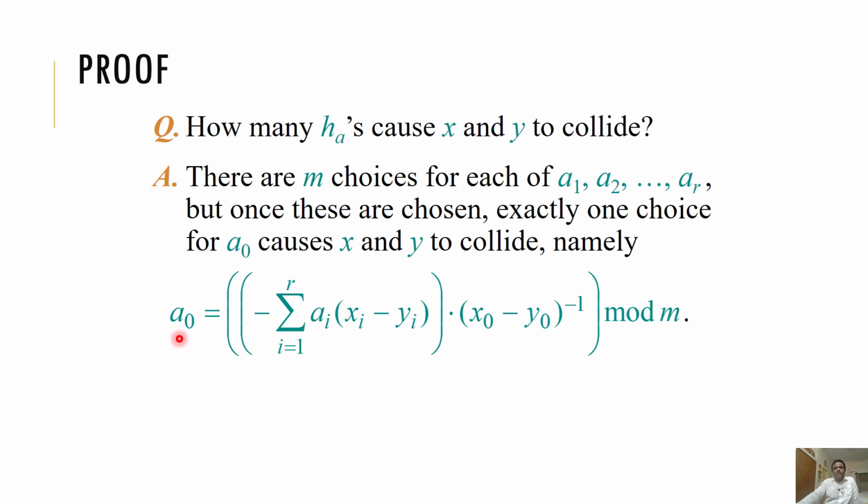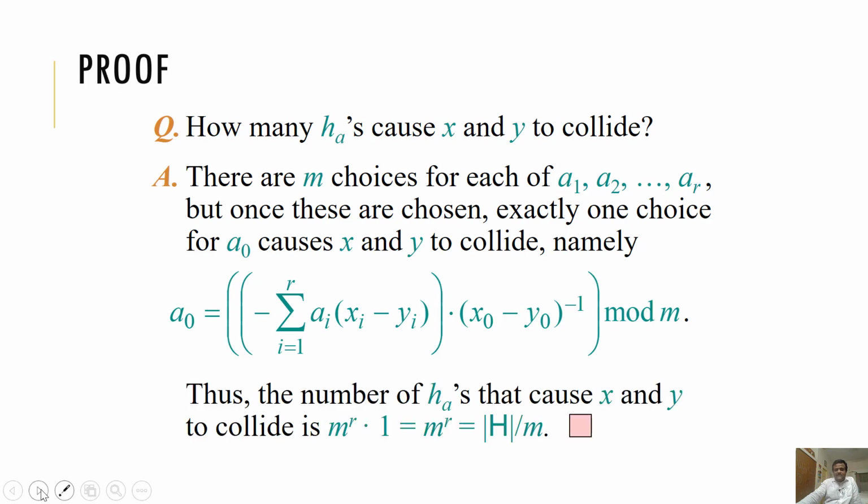We can get a0 to be this. So, we have a choice for a1, a2 up to ar. We do not have a choice for a0. So, the size of this set is basically m to the power r into 1. So, m to the power r means we have a choice for all of these, but a0 is fixed in that case, which is basically 1 by m fraction of the total portion. So, this collection is a good collection.